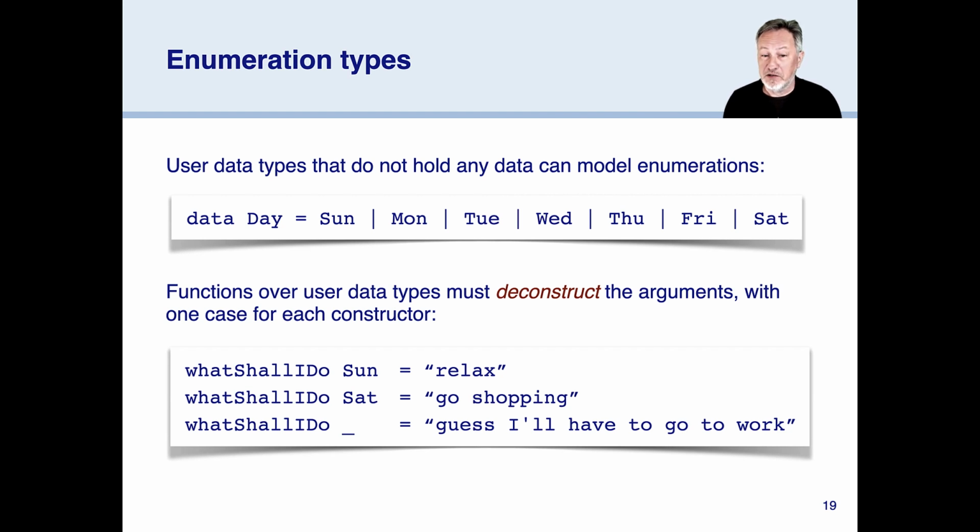So any one of these constructors can be called, and it will give you a value of type day. In order to do something with that, however, you must deconstruct the arguments. So that means each of these constructors can be used as a pattern when you define a function. So here's an example. We have the function what shall I do, and it takes an argument of type day, and it returns a string which describes what I'll do on that particular day. So I pattern match Sun, and I'll relax on Sunday, and Saturday I'll go shopping, and any other day with a wildcard I'll have to go to work.